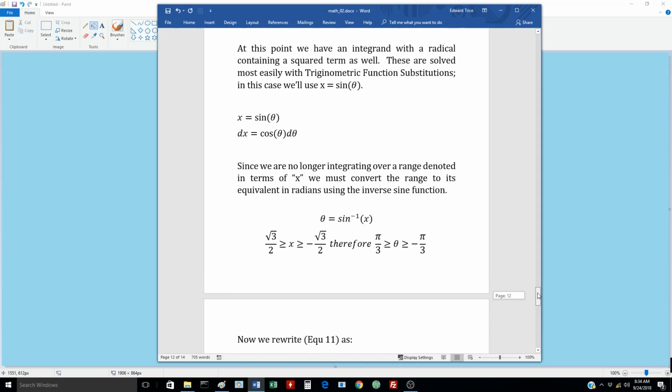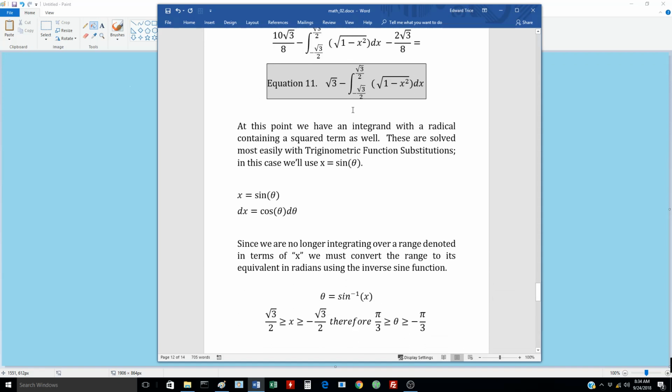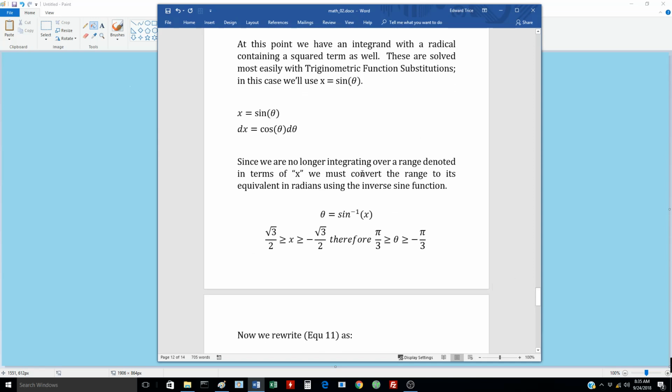And the other thing you have to do is convert the range. We're no longer going from minus square root of 3 over 2 to square root of 3 over 2. That's in the x domain. We are now in the theta domain. And since x equals the sine of theta, that means theta must be the inverse sine of x. So all you have to do is compute the inverse sine of square root of 3 over 2, which of course is pi over 3, or 60 degrees. We'll leave it as radians for now.